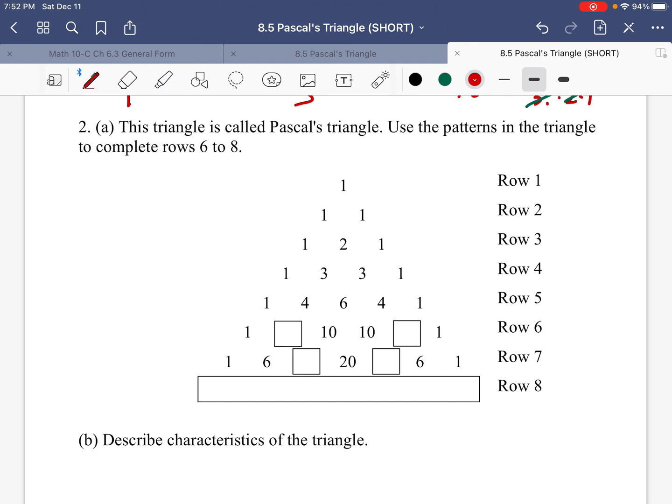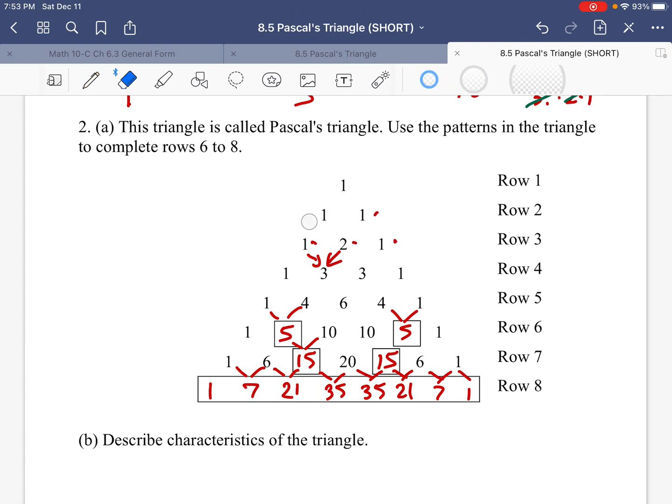Now, this triangle is called Pascal's triangle. Use the patterns in the triangle to complete rows 6 to 8. Now, I want you to note here, there's a pattern. The two numbers, upper left and upper right, add together to be the number below. So 1 and 4 is 5, 4 and 1 is 5, 5 and 10 is 15, 10 and 5 is 15. So this should be 1, 7, 21, 35, 35, 21, 7, and 1.